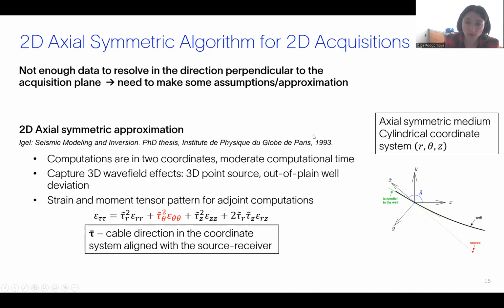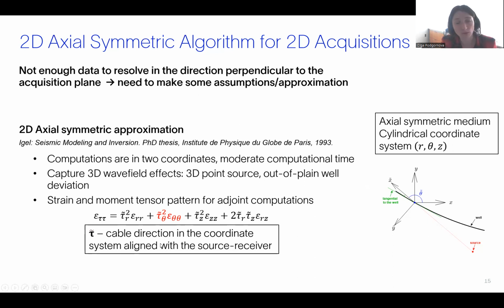In the axisymmetric approximation, we work with cylindrical coordinate systems, so radial, azimuthal, and vertical, but assume that medium properties do not depend on the azimuthal direction. This allows us to work with the partial differential equation in two coordinates, r and z, with almost the same computational cost as the Cartesian algorithm, but it allows us to model a realistic 3D point source, and also to model out of plane deviation effects of the acquisition. Because in reality, there are certain out of plane effects.